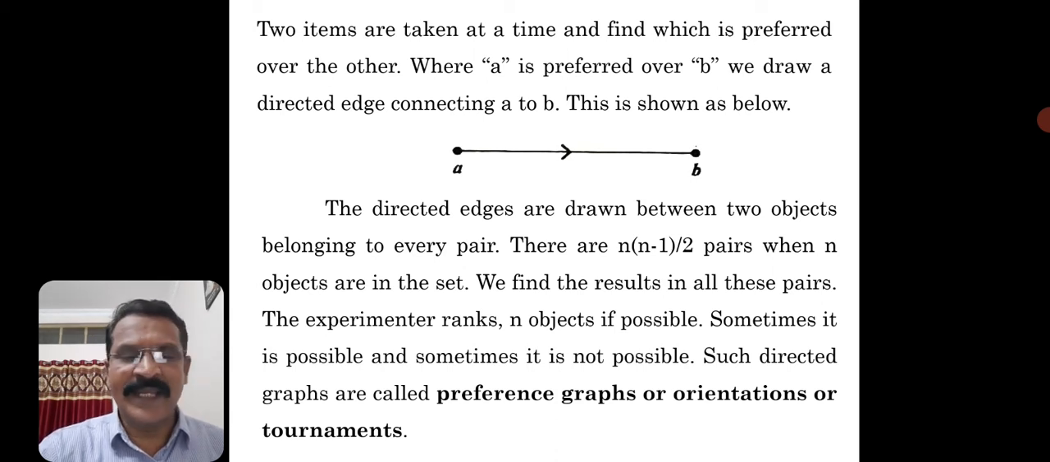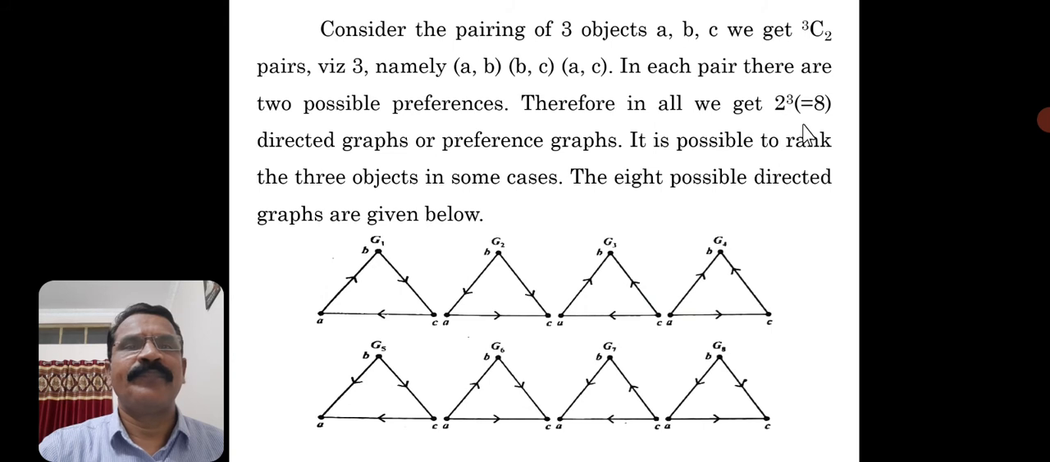Such directed graphs are called preference graphs or orientations or tournaments. So this is the idea behind tournaments. Before going to tournaments, we have given this idea. To understand what we have discussed so far, consider the pairing of three objects.